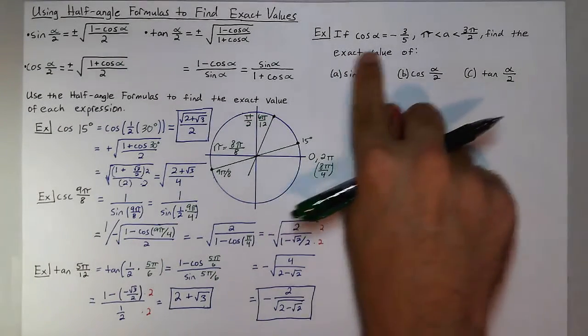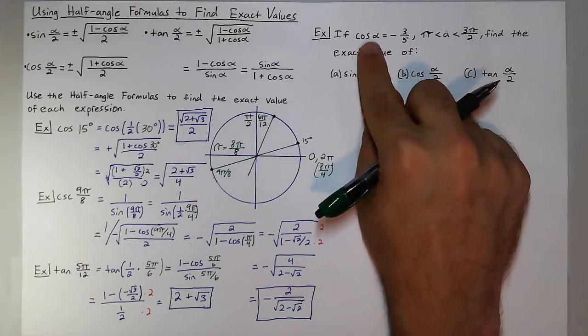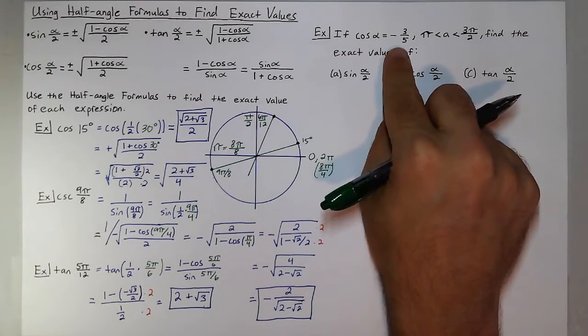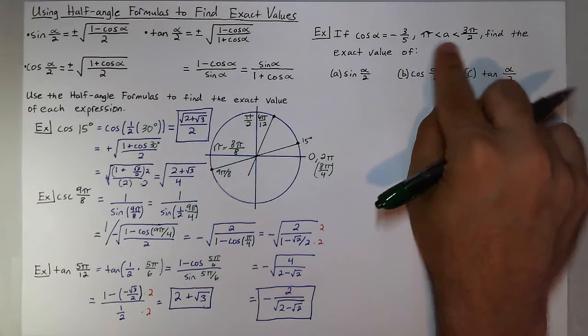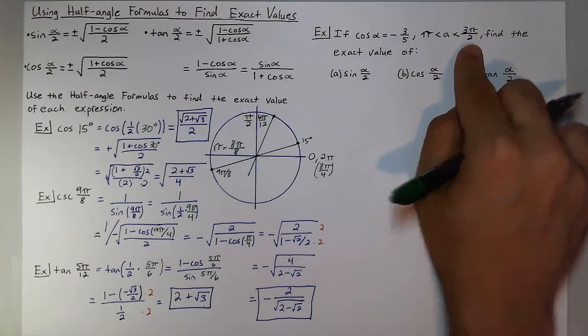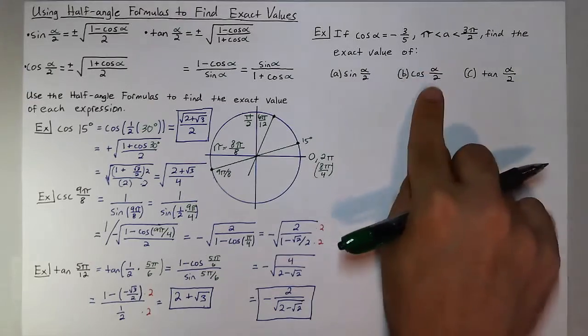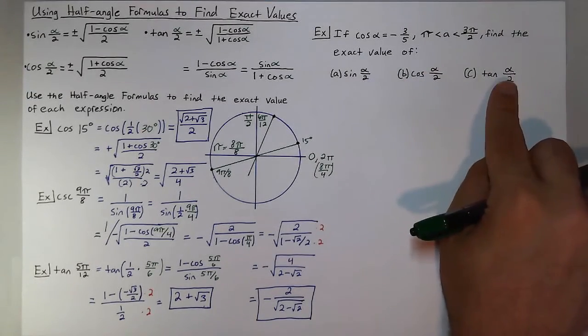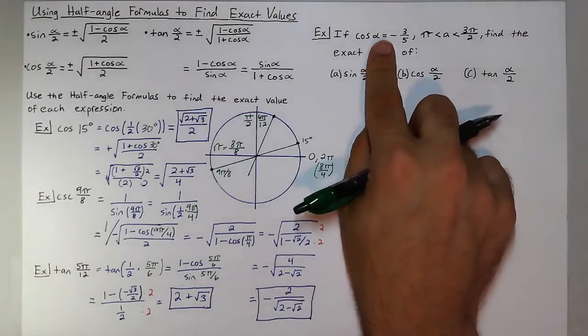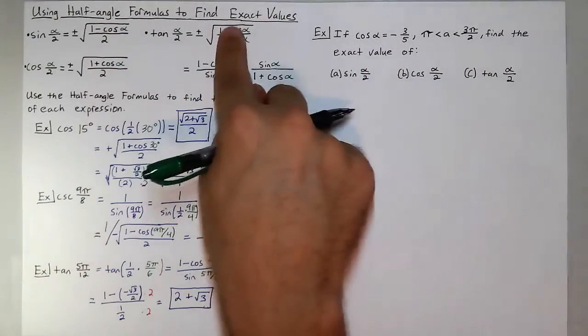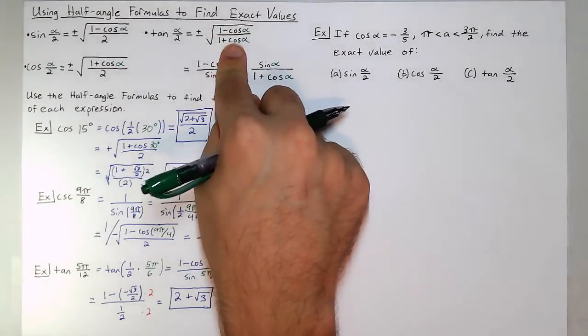Now, let's do this next example. If cosine of alpha is equal to negative 3/5, and my angle's in quadrant 3, it looks like, between pi and 3 pi over 2, let's find the exact value of sine, cosine, and tangent of alpha over 2 here. Now, I'm given cosine of alpha, which means I should probably use these three formulas here since they just have cosine of alpha in them.